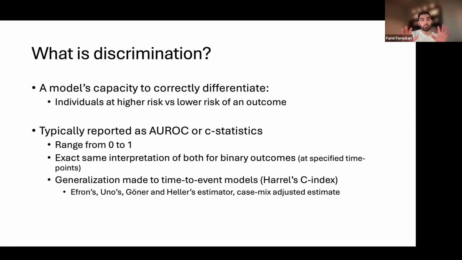And for our purposes, for binary outcomes at a given single time point, AUROC and C statistic are effectively the same. You can interpret them the same. You can pool them the same. For our purposes, they're exactly the same. These numbers can range from 0 to 1, where 1 is perfect discrimination, perfect separation of high and low risk patients. And 0.5 is one of those reference points for us, which is effectively like flipping a coin to decide who's high risk and who's low risk.